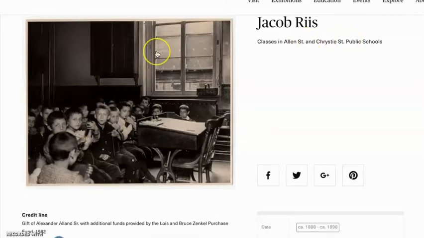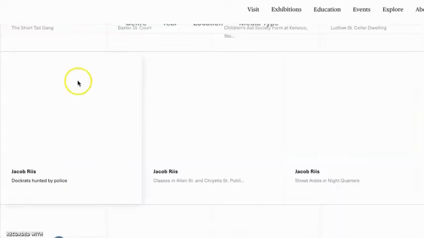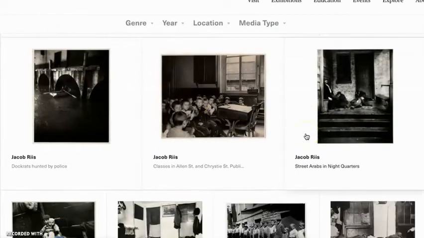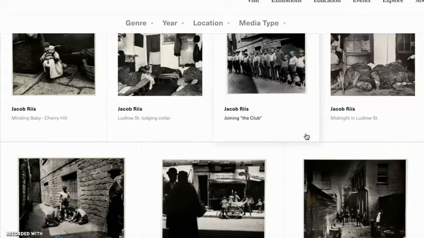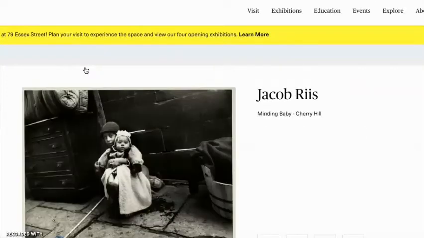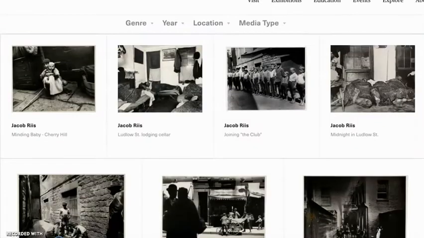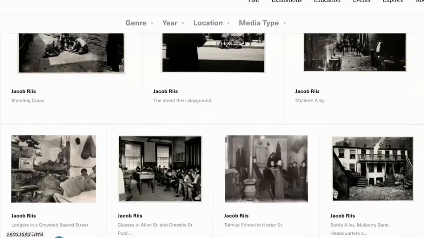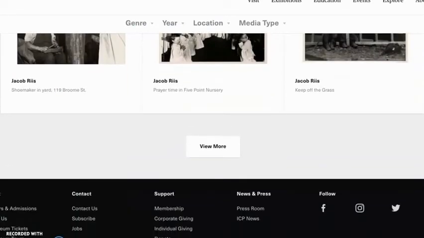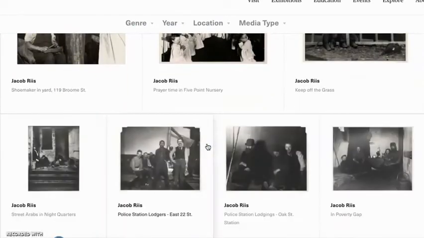So this is just what school looked like back then. So you are going to scroll through and you are going to look at these pictures, and you can click on them as you would like. So anything that catches your eyes, look at it, connect with it, think about how you react to it. You can view more by just clicking on the button.